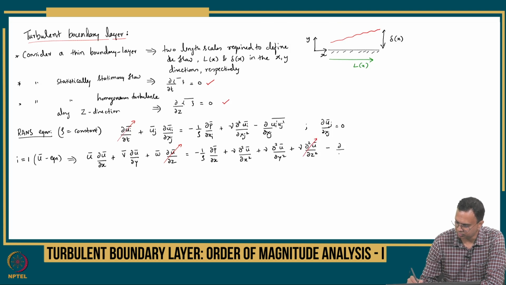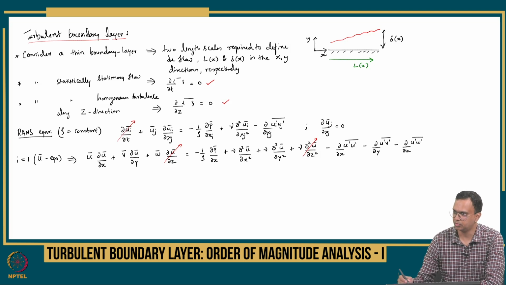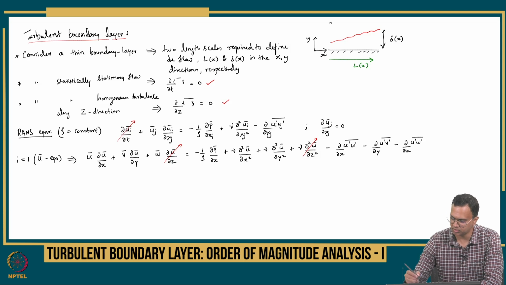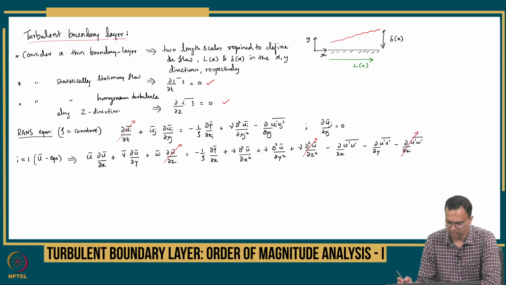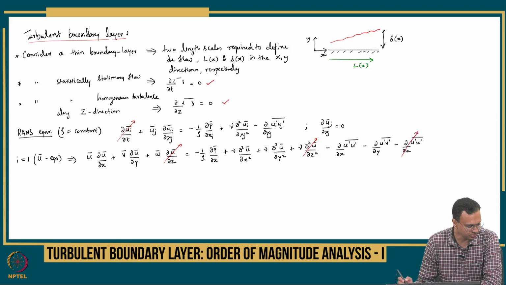minus dou by dou x of your, this j is repeated, u is there, u prime is always there because i equal to 1, so u prime, minus dou by dou y u prime v prime minus dou by dou z u prime w prime, that is u1 u1, u1 u2, u1 u3. Again dou by dou z is gone because of statistical homogeneity. So I get only a reduced form of the u momentum equation here.